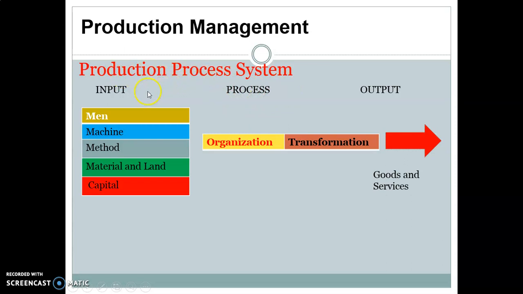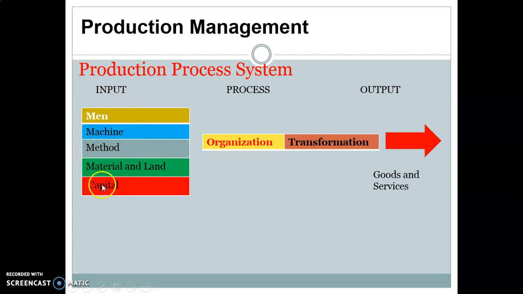So production process has input which constitute 5M, that is men, these are the labor, operators which are working on the machine, then machine on which we are doing the work, then method is the way of doing the work, and material, so this is the raw material on which we are processing and converting that into final product, and money, or it is called as a capital, it is a source of finance.